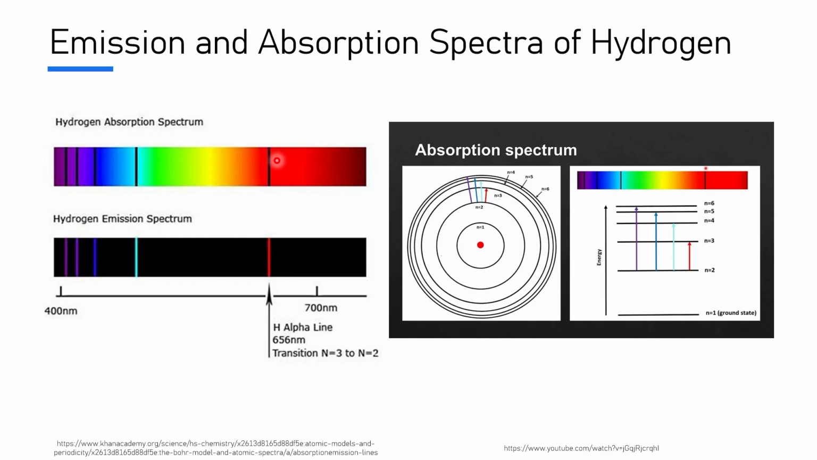In terms of this red line here that is a characteristic 656 nanometers, it represents a transition from n equals 3 to n equals 2, or energy level 2 to energy level 3. When there is absorption, we're going from 2 to 3, and when there's emission, we're going from 3 to 2.